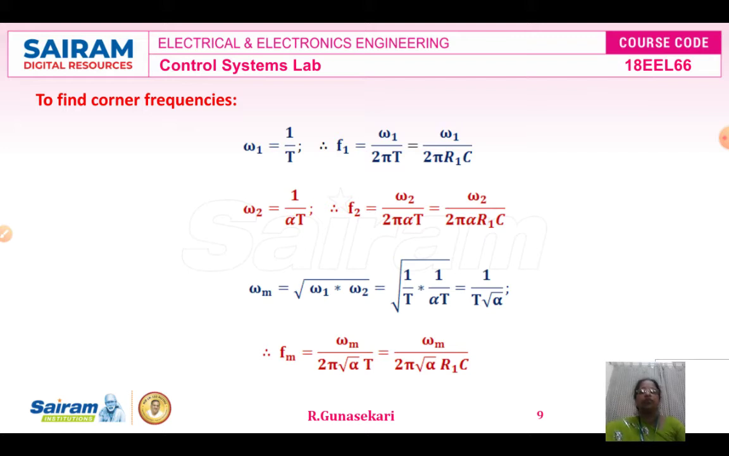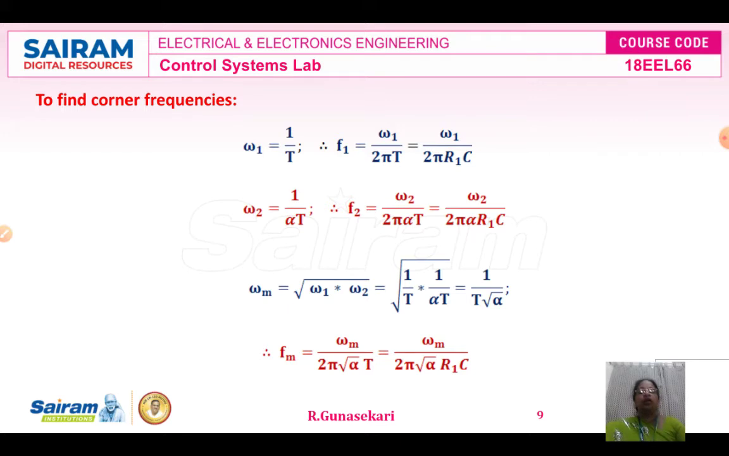Then the second frequency, omega 2, is equal to 1 divided by alpha T. Omega 2 is equal to 2 pi F2. Therefore, F2 is equal to omega 2 divided by 2 pi alpha T, where T is equal to R1C. Therefore, F2 is equal to omega 2 divided by 2 pi alpha R1C.